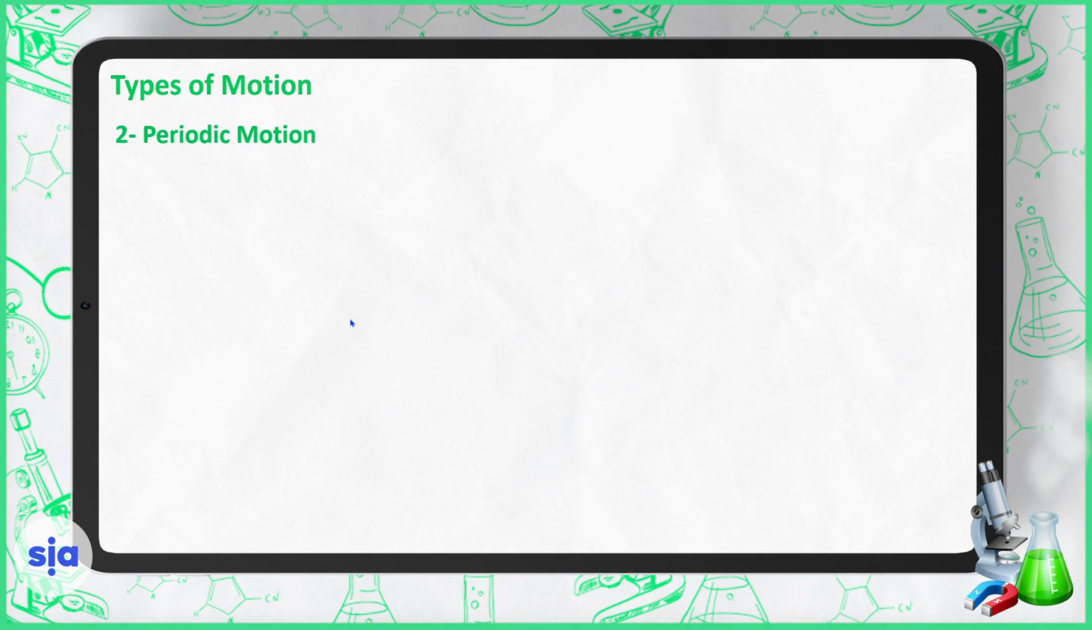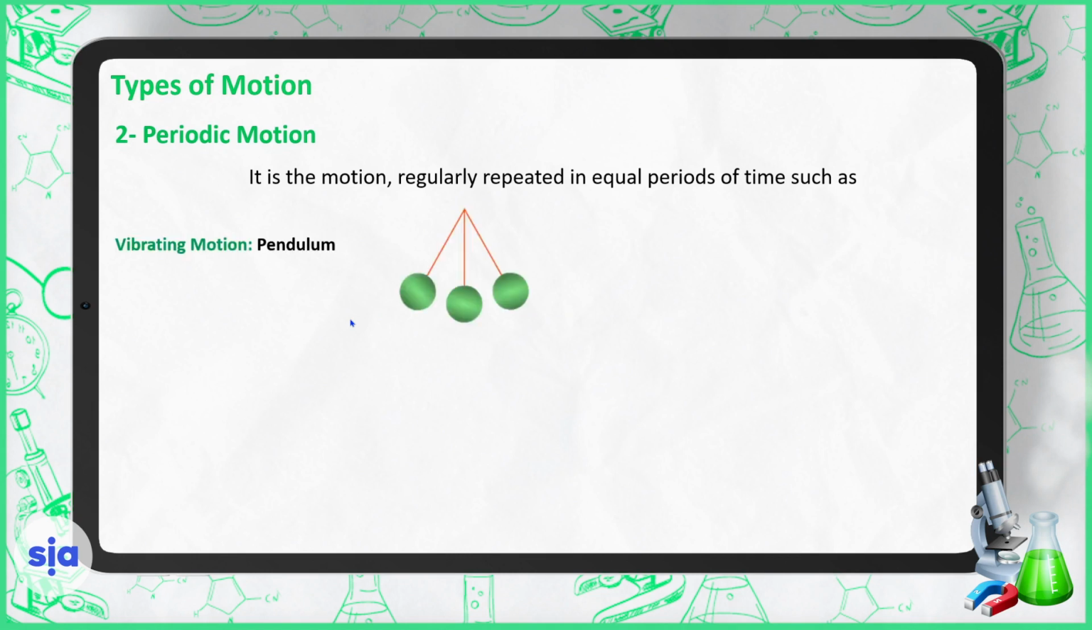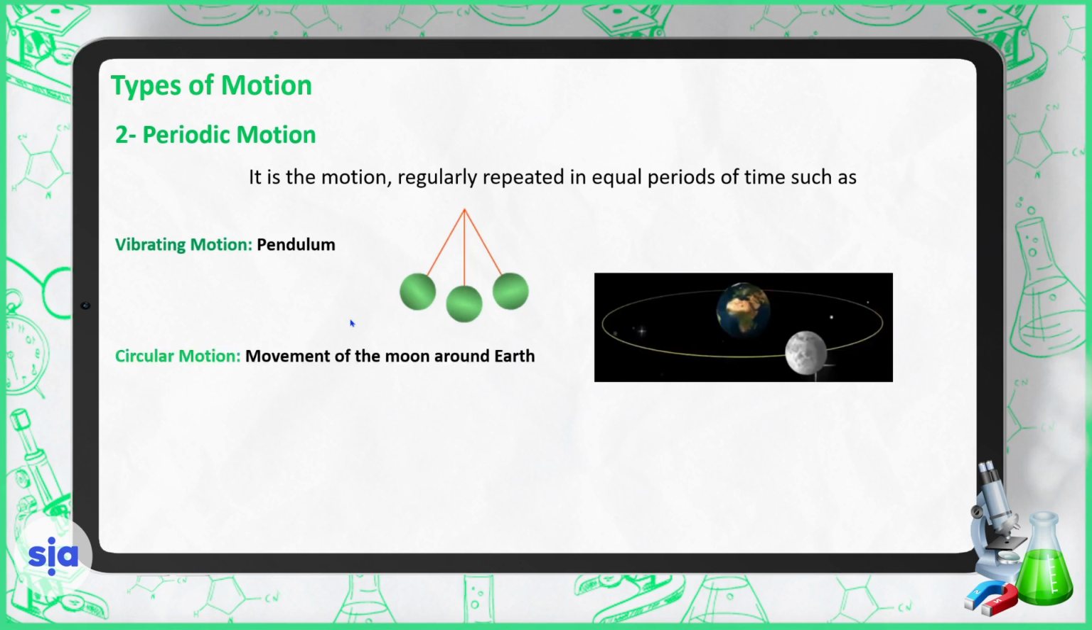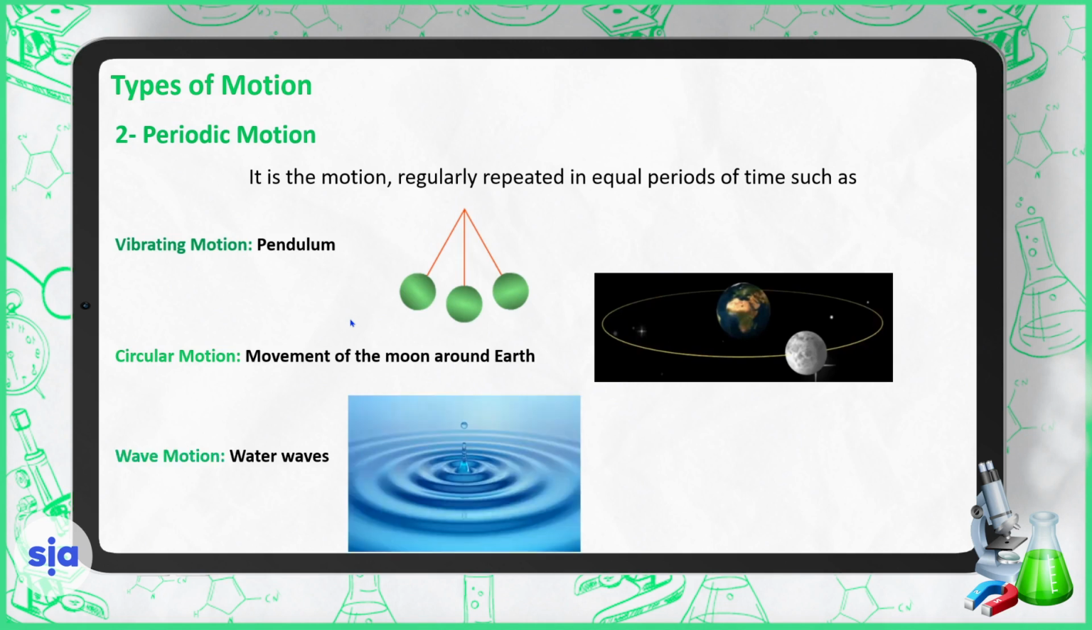What about the periodic motion? It is regularly repeated in equal periods of time, like the vibration, the motion of the pendulum, the circular motion, the movement of the moon around Earth, the wave motion, the water waves.